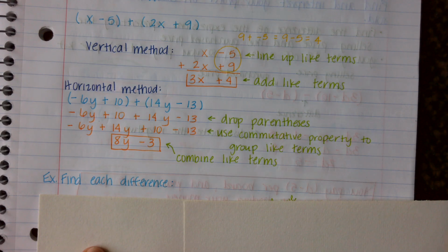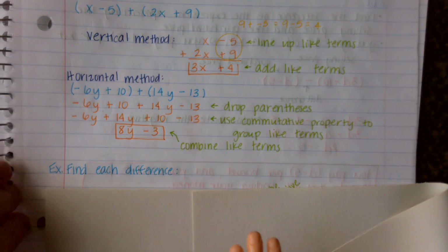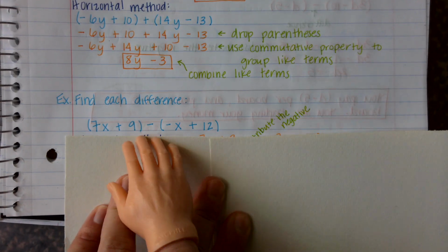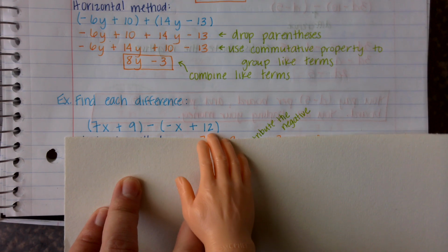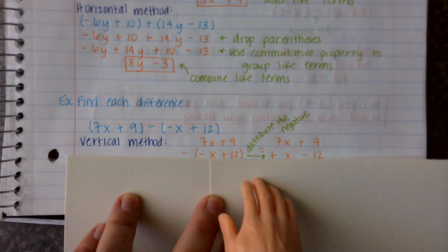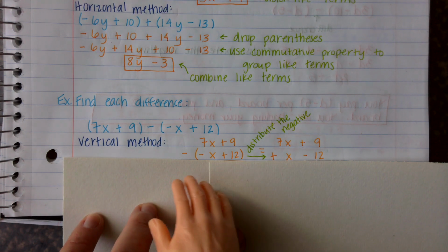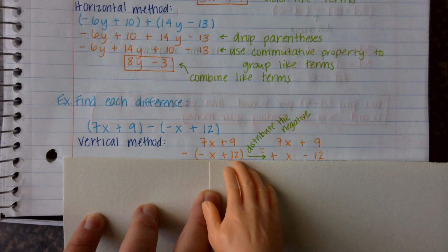Similarly, we can find each difference, and that is where we are going to be subtracting the two expressions. So 7x plus 9 minus negative x plus 12. Vertical way, we are still going to line up all of their like terms, but I need to say that I am subtracting this entire expression.